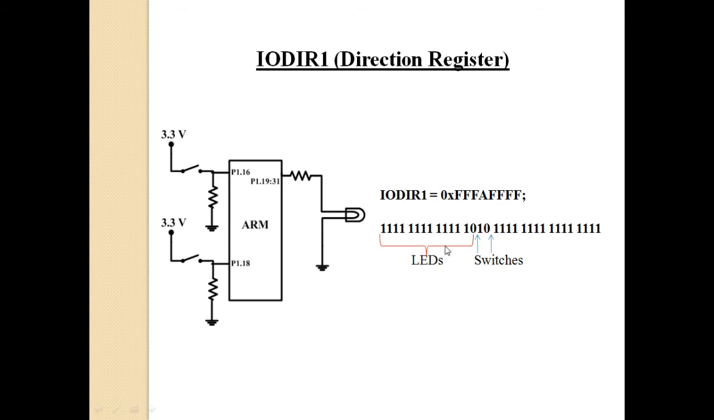So if you are writing the hexadecimal representation, what will that be? 1111 means F, also F, F, F. The 4 F's are there. Here it is 1010. It is A. 1010 hexadecimal representation is A. Then FFF. So if you are writing IO direction 1 equal to 0x FFFAFFF, what does it mean? Except these two pins, P1.16 and P1.18, all the other pins you are configuring as output. This is how you are configuring the direction.